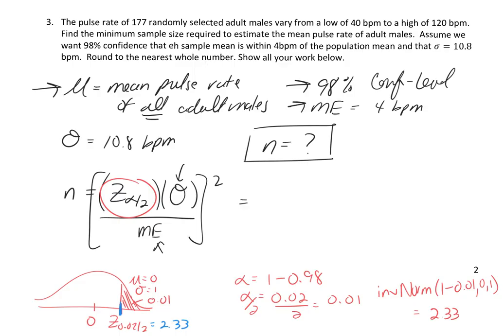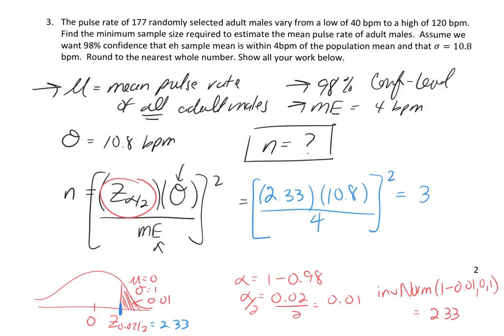So if we plug all this information into the formula, 2.33 times the population standard deviation divided by our margin of error and then square this whole thing, we should get 39.6, which we can round up to 40. So that means that I need to take a look at at least 40 adult male pulse rates in order for me to get the average and use that sample mean or that sample average to estimate the true population mean value.